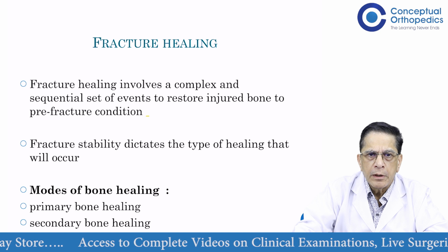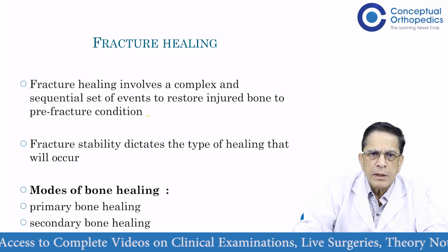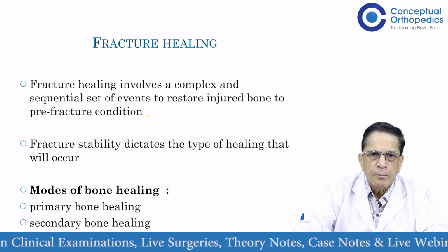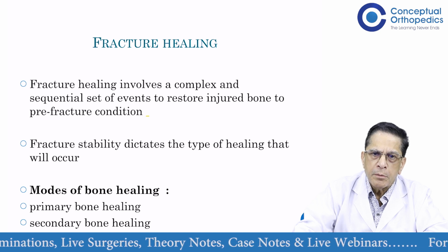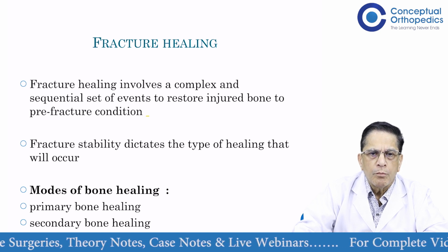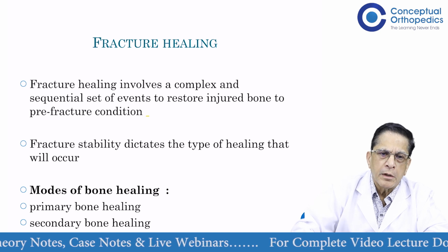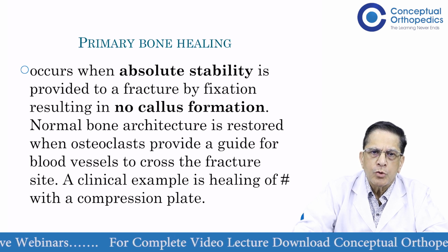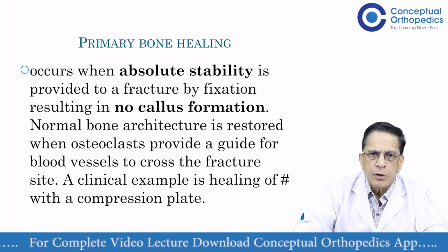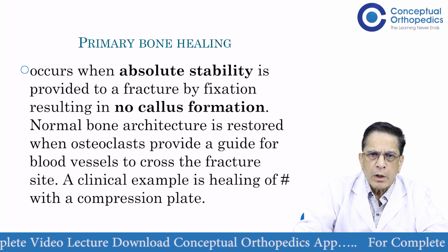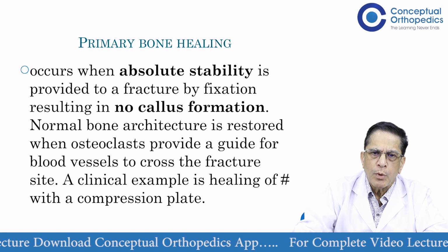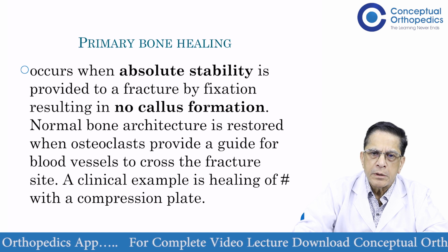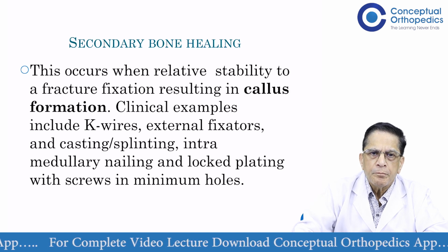If we see, fracture healing involves a complex and sequential set of events to restore the injured bone to a pre-fractured condition. Fracture stability dictates the type of healing that will occur. The modes of bone healing are either primary bone healing or secondary bone healing. The primary bone healing occurs when absolute stability is provided to a fracture by fixation, resulting in no callus formation. Normal bone architecture is restored when osteoclasts provide a guide for the blood vessels to cross the fracture site. A clinical example is healing of a fracture with a compression plate.